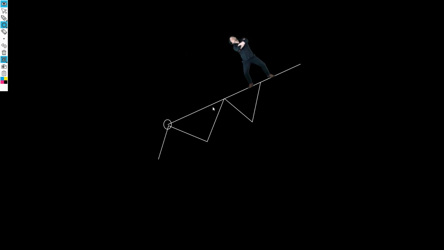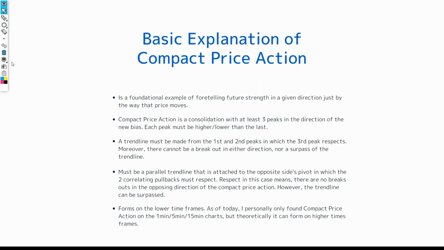Okay, so what we want to do is that if there were 2 peaks like so, that are higher than the last peak, we want to be able to draw a trend line from that first peak's high to that second peak's high and project it out. And this third peak must respect this trend line that was drawn from these 2 pivots at this point right here. What I mean by respect is that there cannot be a surpass of it, nor can there be a breakout of it. All right, so let's go on to the remainder of that sentence. Okay, and moreover, there cannot be a breakout in either direction, nor a surpass of the trend line.